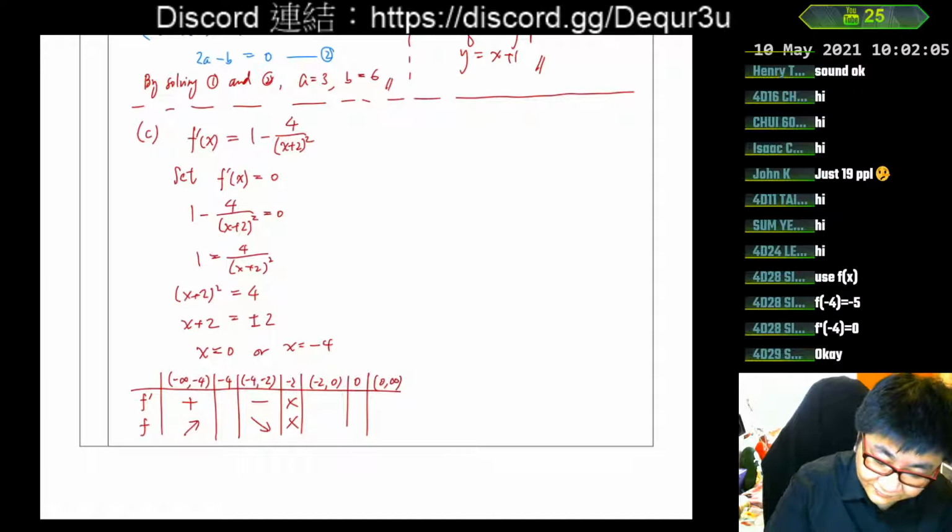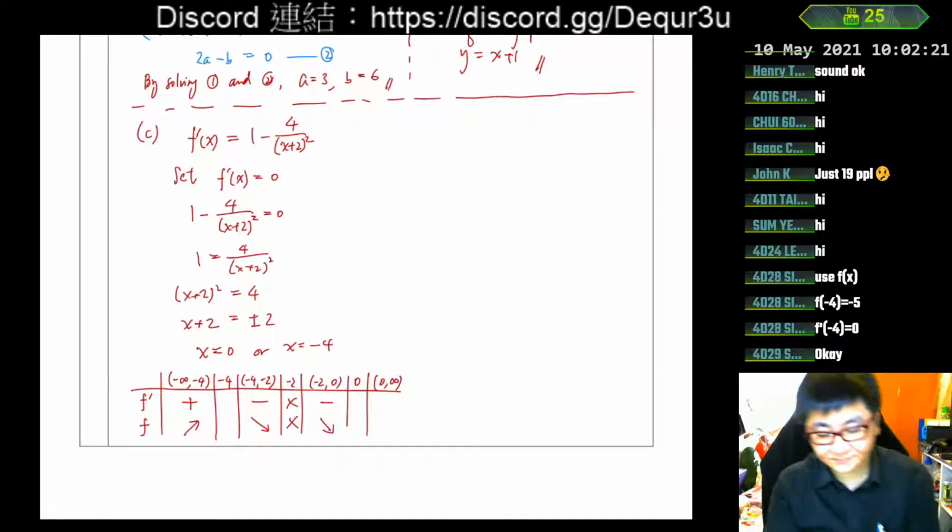Then for the third part, we can put negative 1 in here. So if we put negative 1 in here, then it will be 1 squared. And that means it is also 1 minus 4, therefore negative. And then this is decreasing.